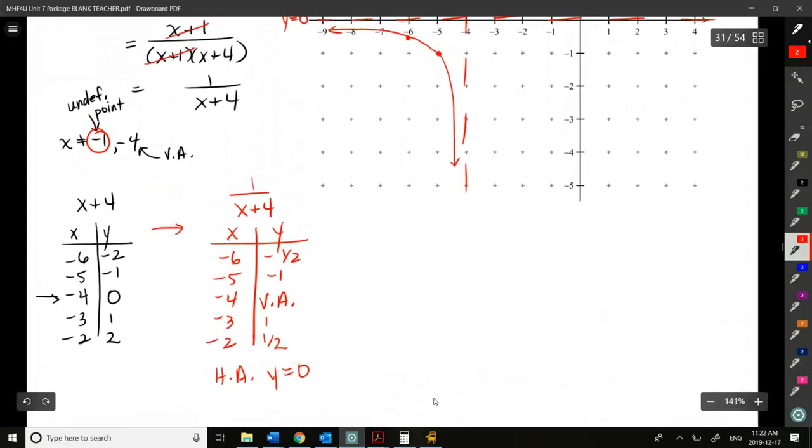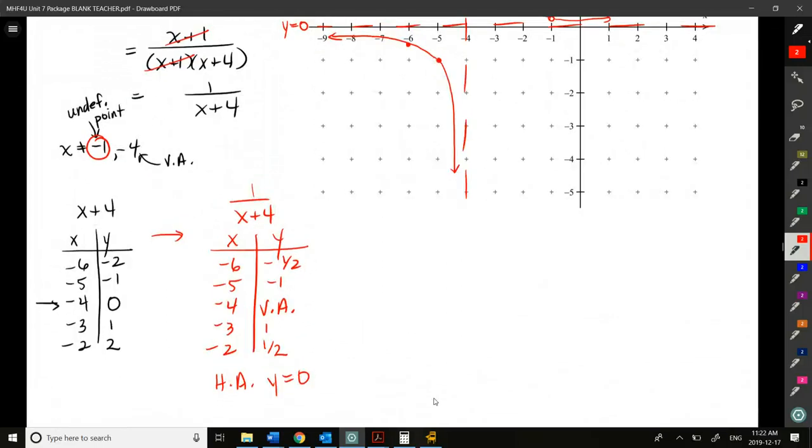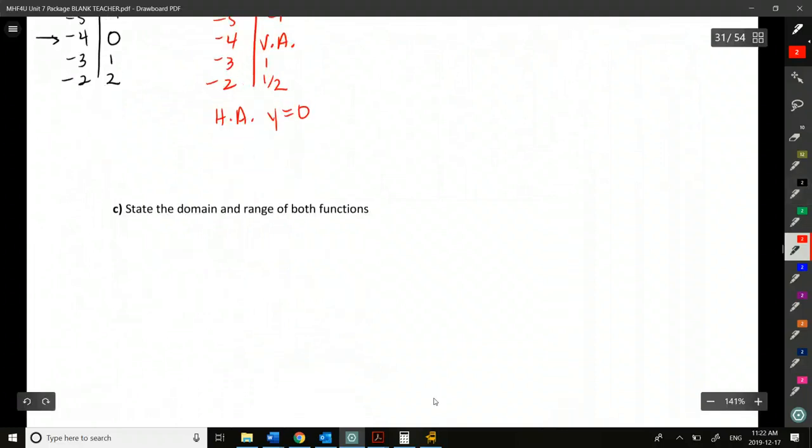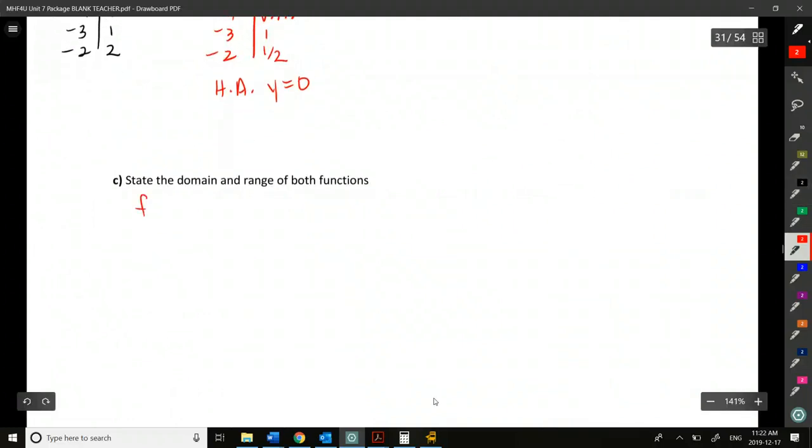Okay, so when I do division, I get a new domain that emerges from these functions because I'm putting a function into a denominator. So this is asking us to state the domain and range of both functions. Let's take a look at f times g at x.